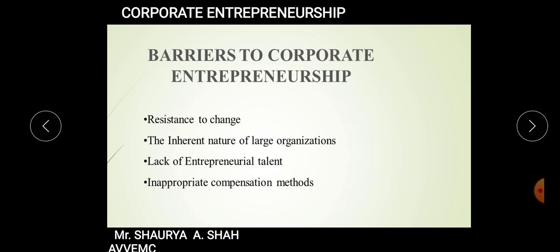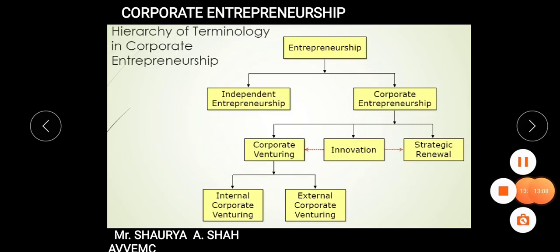I hope it is clear. So the first amongst that was resistance to change. Second was your inherent nature of large organization. Third is lack of entrepreneurial talent, and the fourth is your inappropriate compensation methods. I hope each and every student is clear with this part, right? So this was your barriers to corporate entrepreneurship.